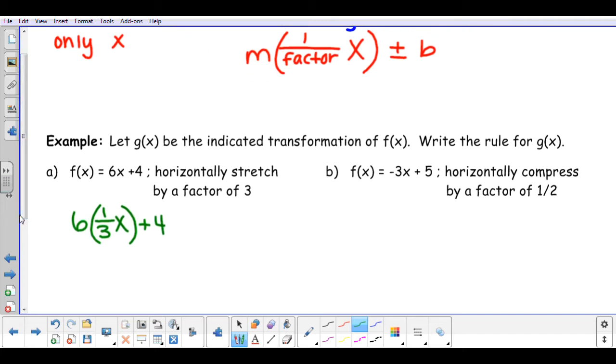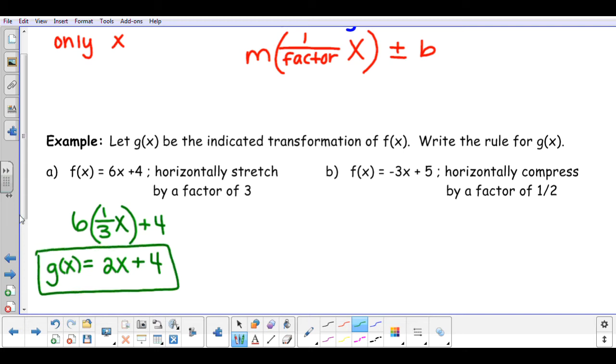So when I multiply the 6 and 1 over 3, that's going to give me a positive 2x. And then I just have my plus 4. So when I horizontally stretched here, it changed the 6x plus 4 into my new g of x function of 2x plus 4.